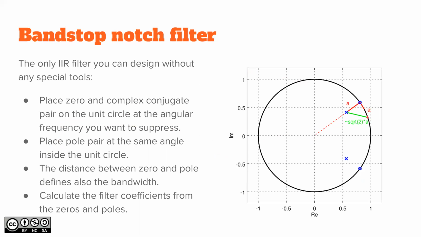That green line in between is roughly square root of 2 times a. Not exactly, of course. This is again an approximation. But anyways, square root of 2. So this was the numerator distance. This is the denominator distance. On this point, that pole and that 0 are about the same distance.